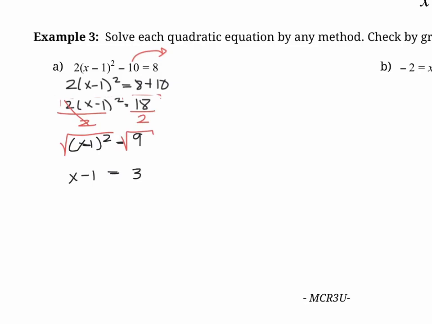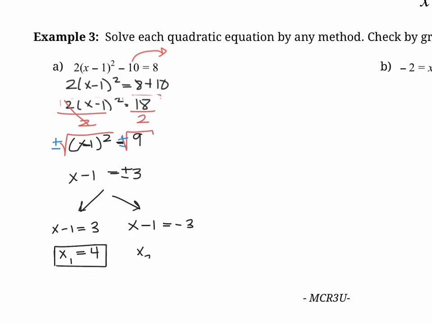When we create the square root, we got to put a plus or minus in front because there's 2 solutions. So the square root of 9 could be positive 3 and it could be negative 3. So we've got 2 cases here. One case is if x minus 1 is equal to positive 3, and one case is if x minus 1 is equal to negative 3. So our first solution would be 3 plus 1, which is 4.